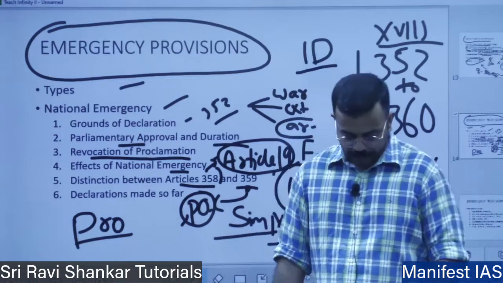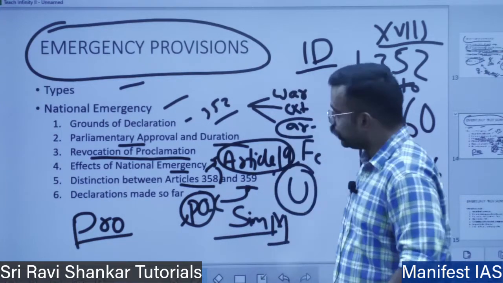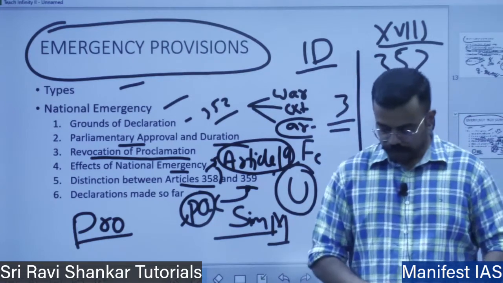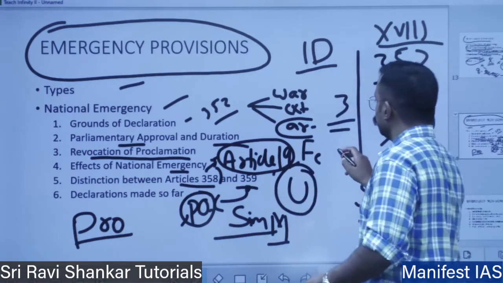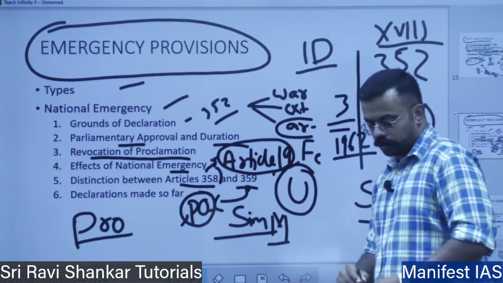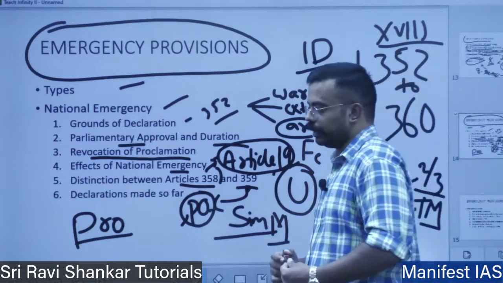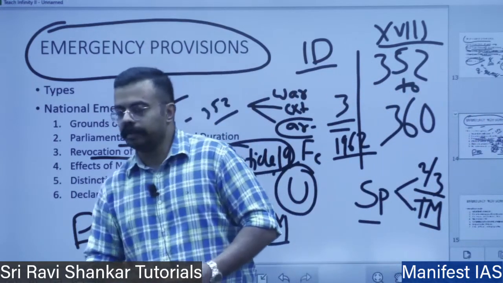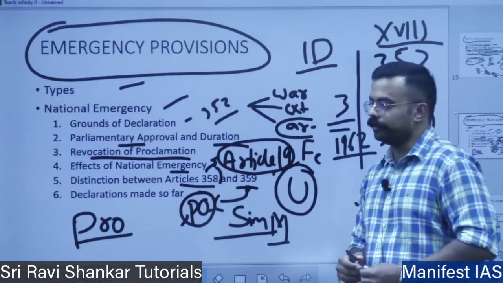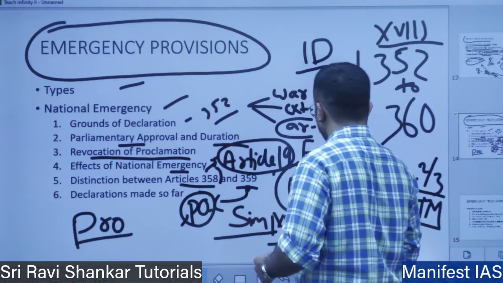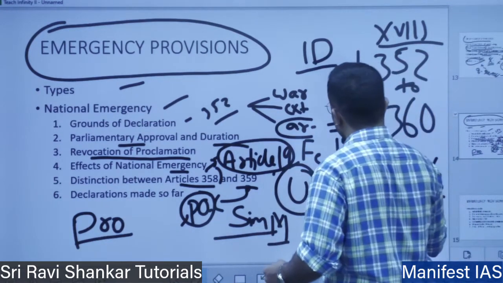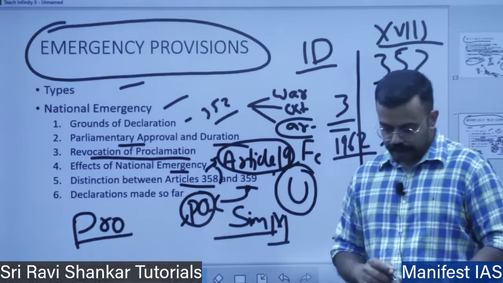Declarations made so far. There have been three national emergencies till now. What were the three? One was in 1962, Chinese external aggression, not war. We did not actually fight a war. China came, invaded from Arunachal Pradesh and also the western sector. They unilaterally withdrew. India did not fight a war with China. It was an external incursion, external aggression.